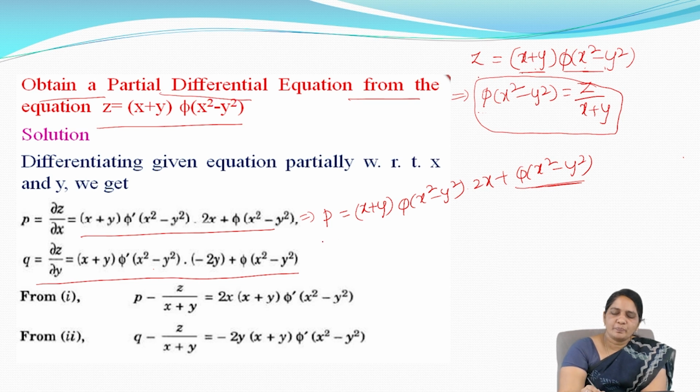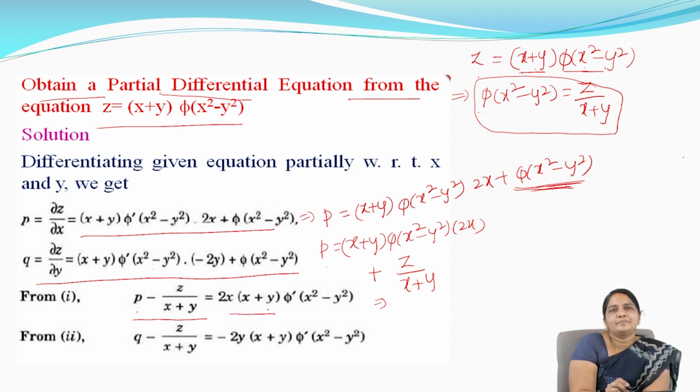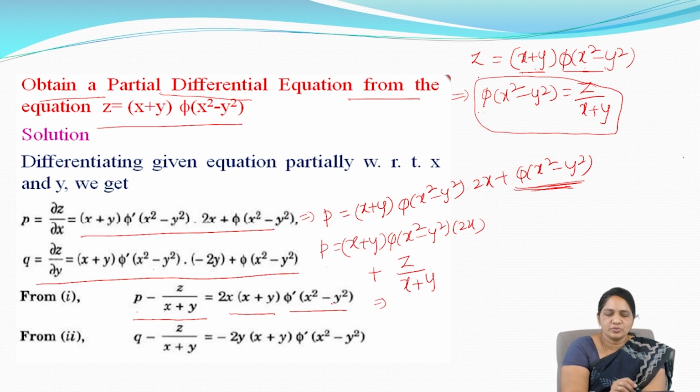So p equal to (x+y) into φ'(x²−y²) into 2x plus φ(x²−y²). In place of φ(x²−y²), I am going to replace z by (x+y). Now from this I am going to simplify. When I send this value to the left side, I get p minus z by (x+y) equal to 2x into (x+y) into φ'(x²−y²). So this is our final equation after simplifying this.